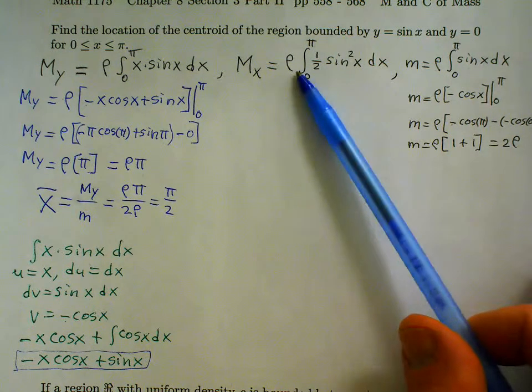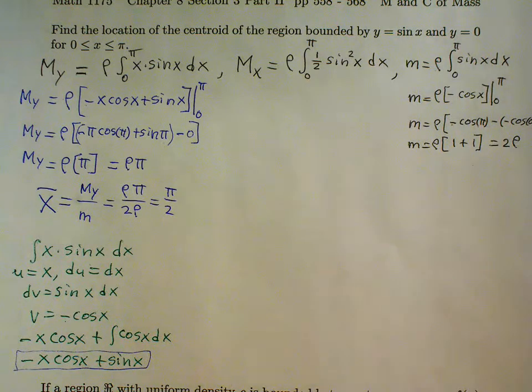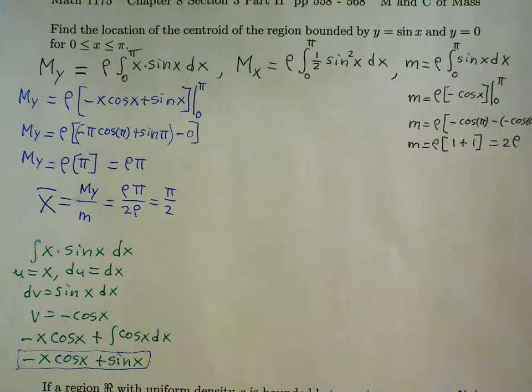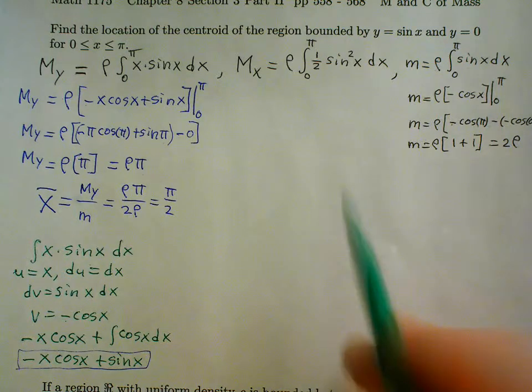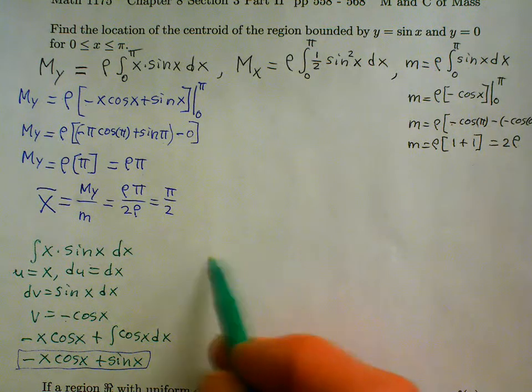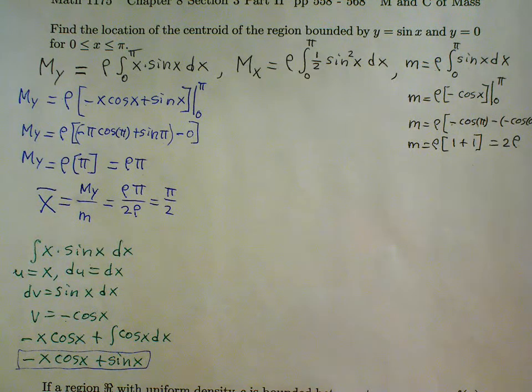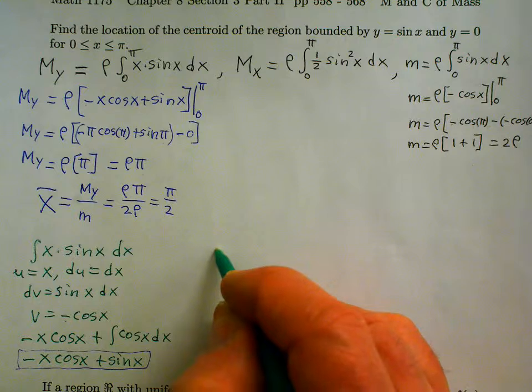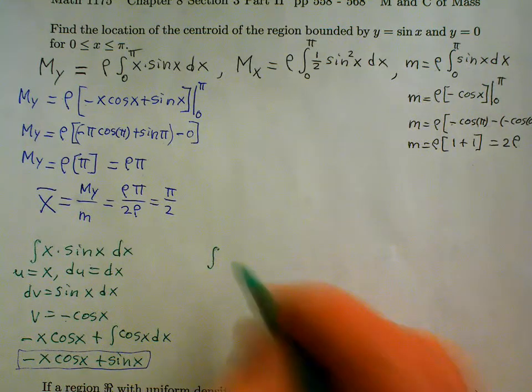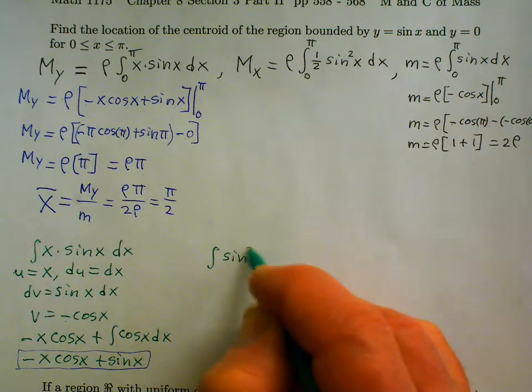We have a constant rho times 1/2. We can bring that out front, and then just focus on the integral of sine of x squared. So let's look at that down here in isolation. We'll ignore the constant rho divided by 2 and just focus on finding an antiderivative of sine of x squared.